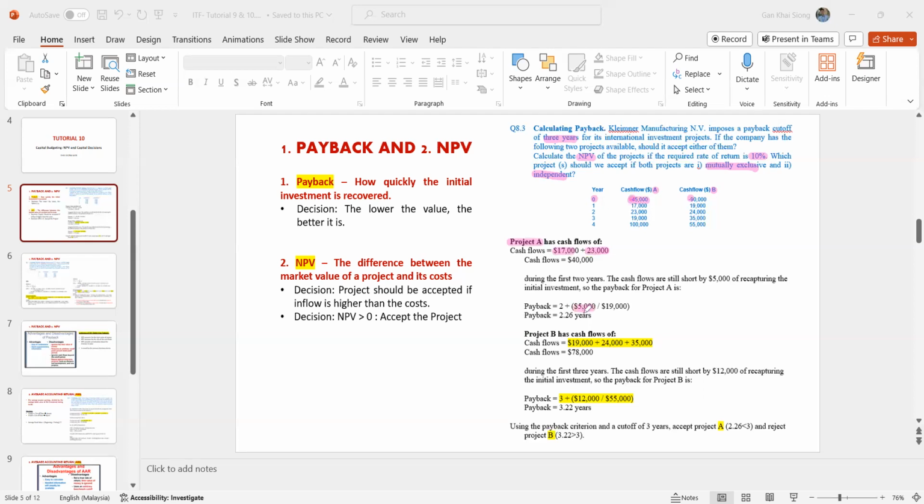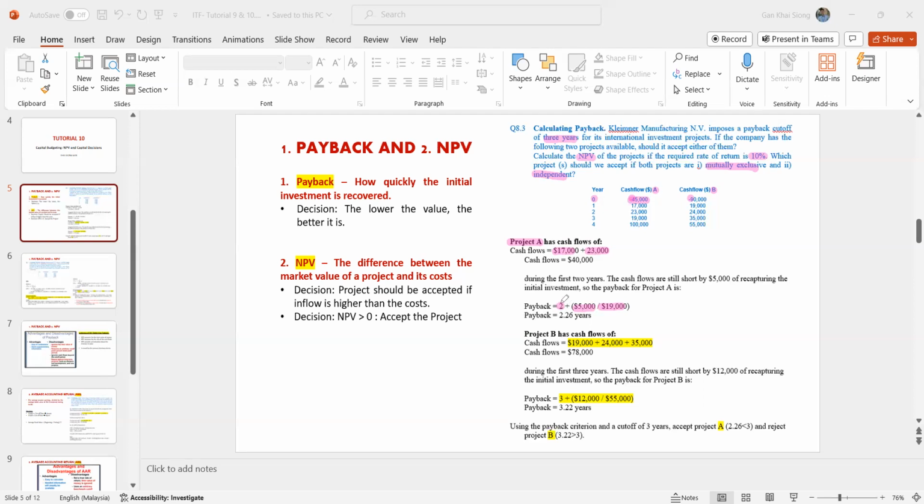So in year 3, 5,000 out of the 19,000 that you will receive in year 3, plus the 2. Where do I get these 2? The 2 are basically the years that I received cash flow in, year 1 and year 2, because now I'm calculating the period.